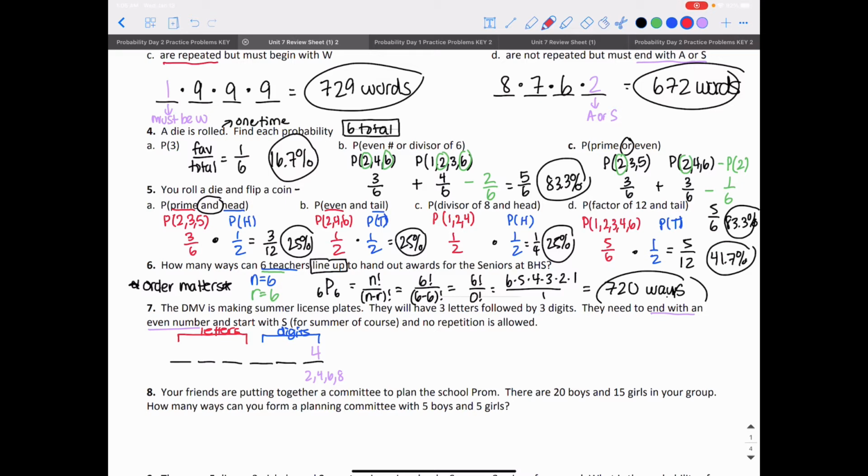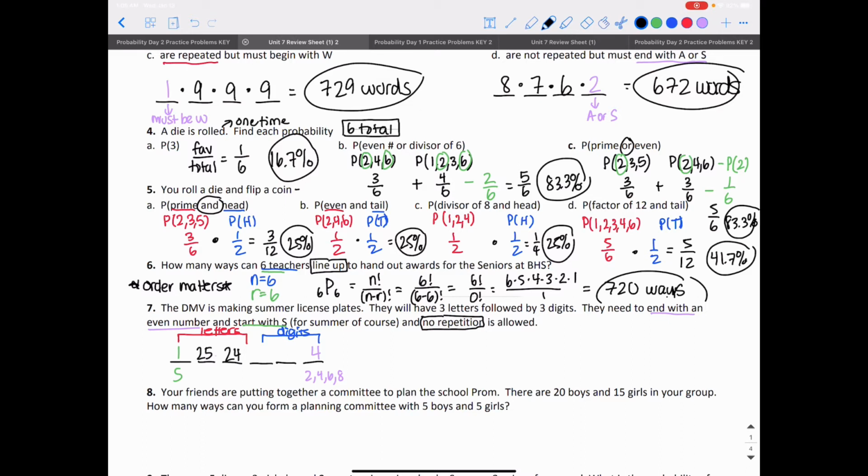Then another restriction I have is that it must start with an S. So it has to start with an S. It has to be S, so there's 1 option for the first character. Then I have the other characters I'm going to look at. I'm going to look at the letters first. And I need to keep in mind that no repetition is allowed. So after I pick 1 letter for the first character, I know that there's only 25 left for the second, and 24 left for the third after I pick the first 2.